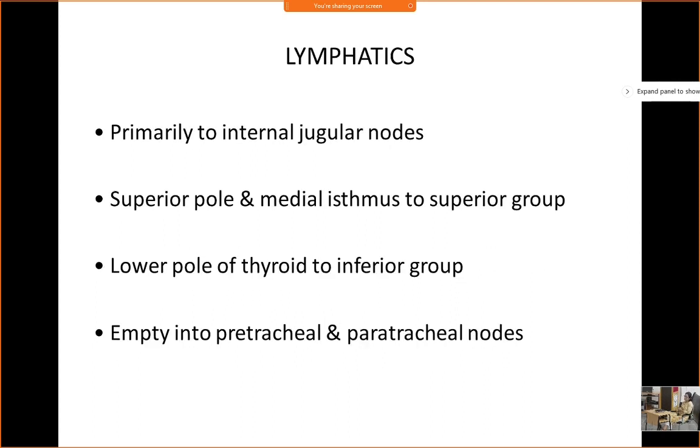What about the lymphatic supply of the thyroid gland? It is primarily to the internal jugular nodes. So most of the lymphatics which arise from the thyroid gland primarily drain finally into the internal jugular nodes. We also have the superior pole and medial isthmus, which drain to the superior groups of lymph nodes. The lower pole of the thyroid drains to the inferior group, and then finally everything empties into the pretracheal and the paratracheal lymph nodes. So the main lymph nodes that should be examined for any thyroid gland are the nodes along the internal jugular vessels and the nodes along the pretracheal and the paratracheal region.